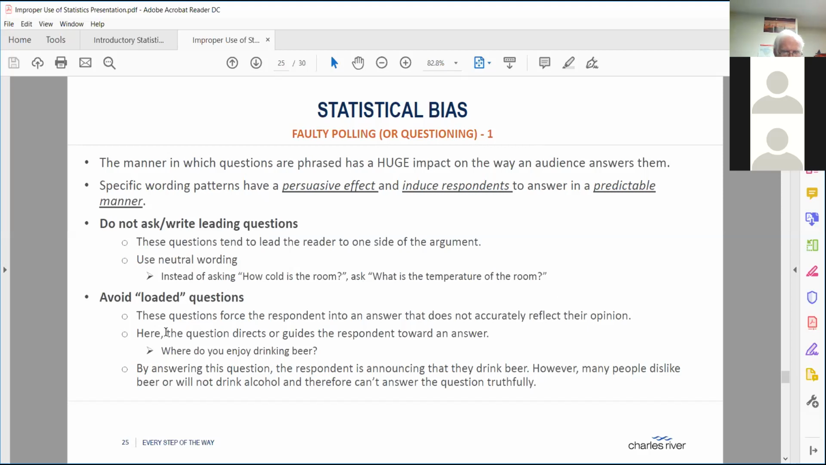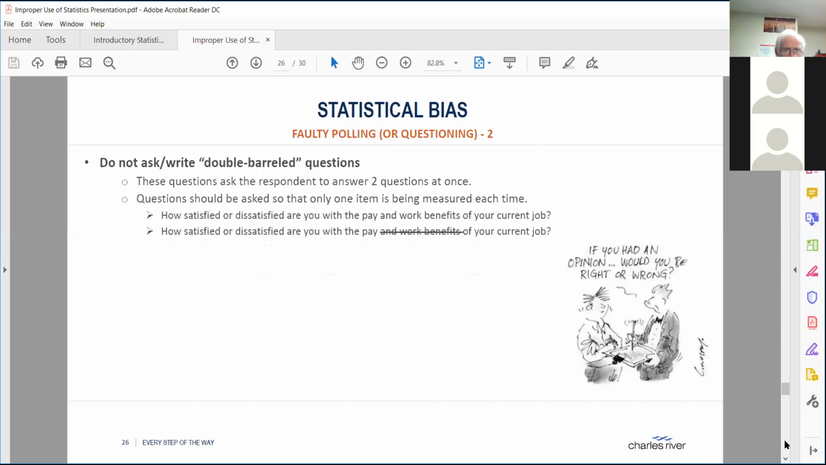The question directs: where do you enjoy drinking beer? By answering the question, they're saying they drink beer. However, a lot of people don't drink beer or any alcohol at all and cannot answer that question. That's a loaded question. First off, you have to determine that they actually do, and if they don't, then your next question doesn't happen.